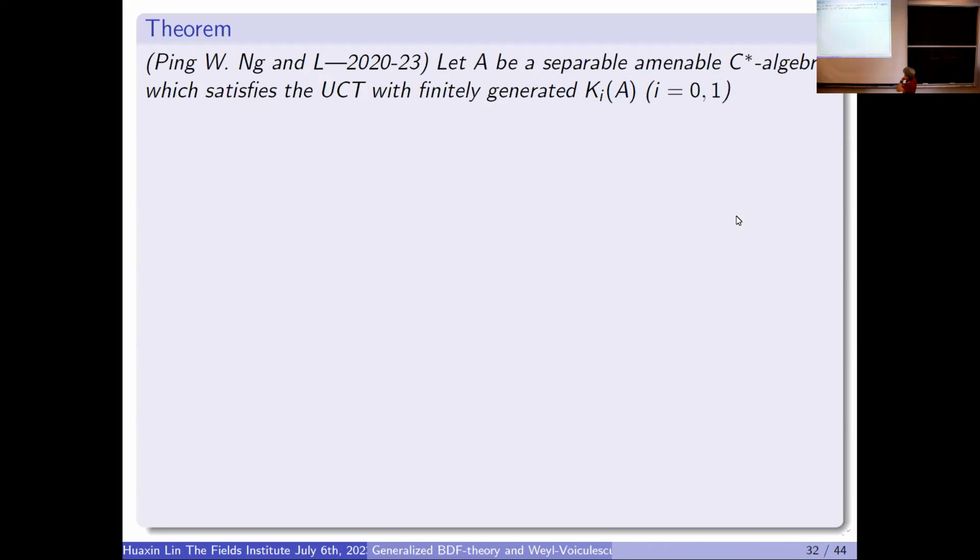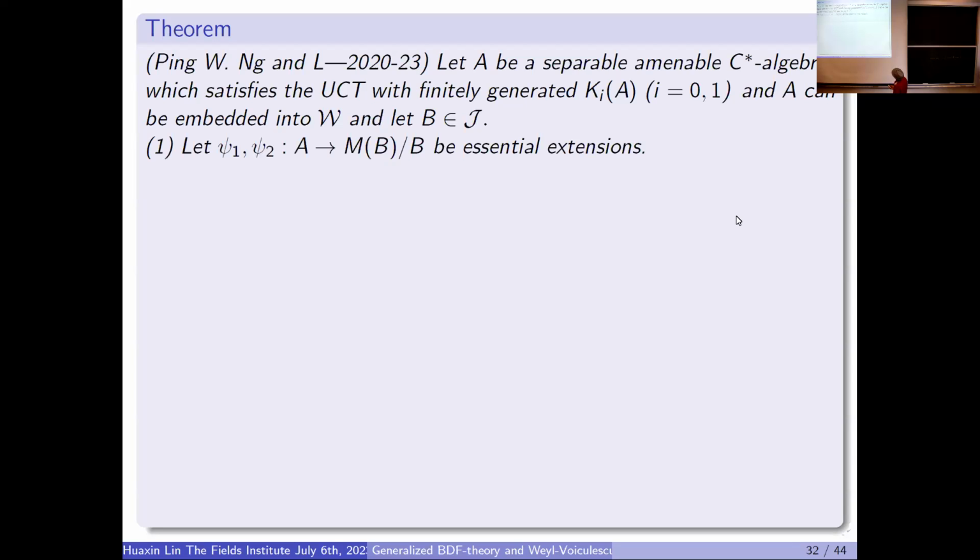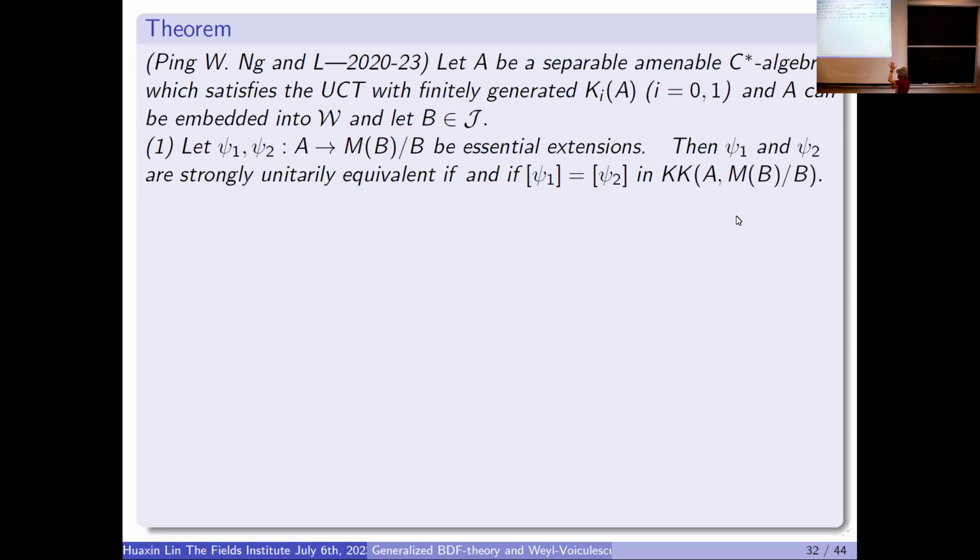So let me mention a result. Assume A for now is embedded, it can be embedded into W. And so you look at two extensions, then they are strongly unitarily equivalent if and only if the KK elements are the same, but this KK element is not the usual group, KK. So these things are isomorphic as a group. But you will ask what happens if B is W, and it's actually not zero.